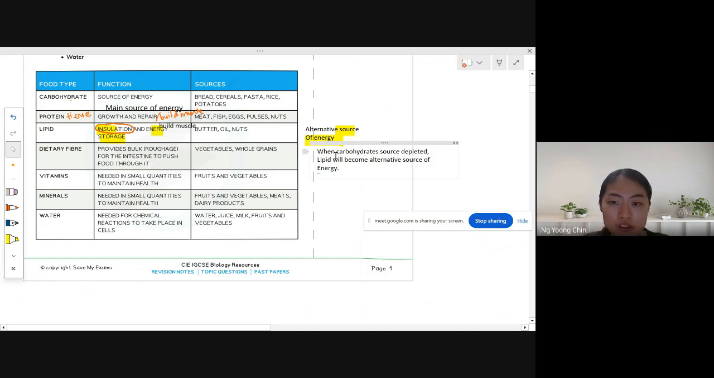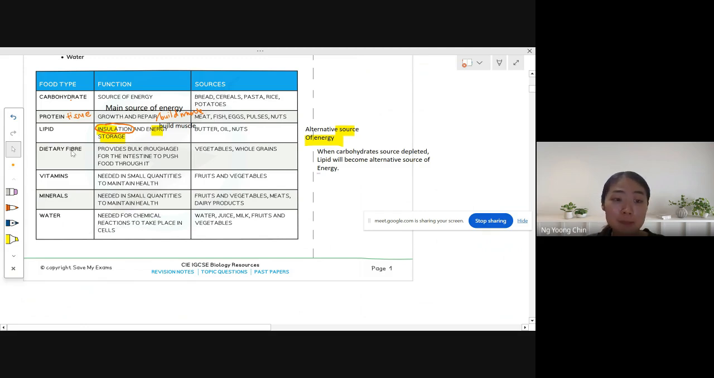Okay, so it means that when our body has already finished the carbohydrate source for energy, it will burn the lipids to release the energy. Okay, then followed by the dietary fibers. These dietary fibers we call as xianwei. Dietary fiber is usually found in vegetables or whole grains, which contain rich fibers.